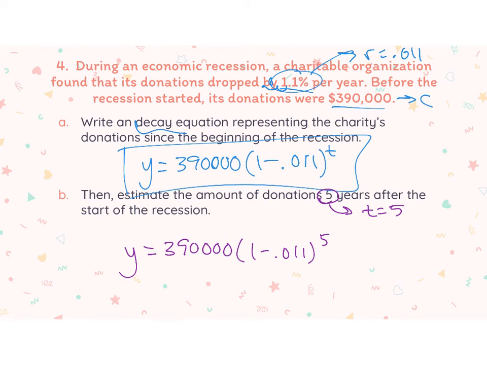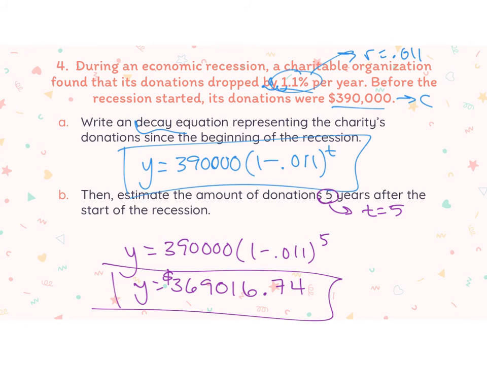So type all that into your calculator. 390,000 times (1 minus 0.011) raised to the 5th. I get y equals $369,016.74. This is money, so I'm going to label it with a $ sign. And there's my amount.